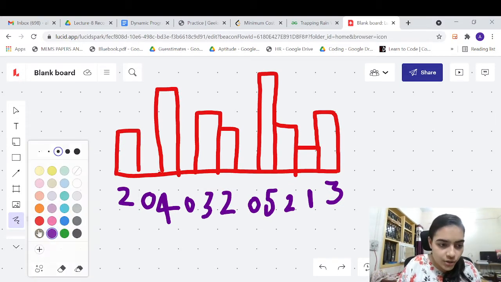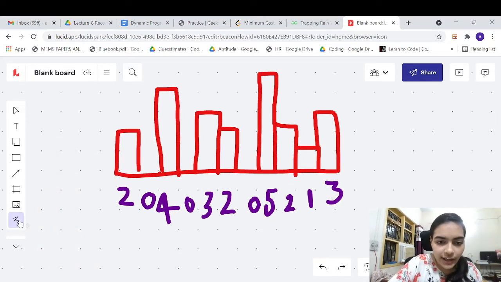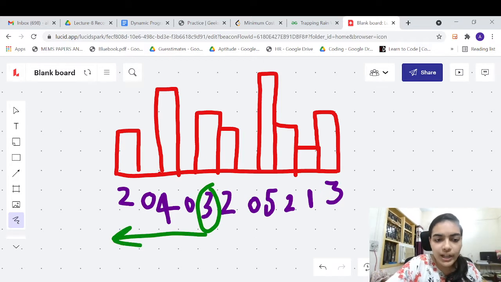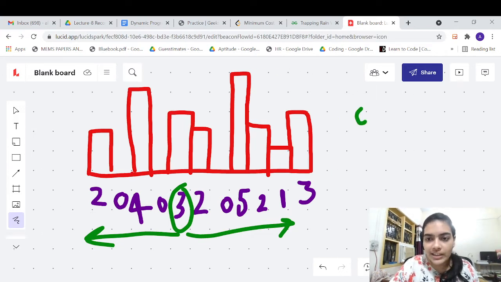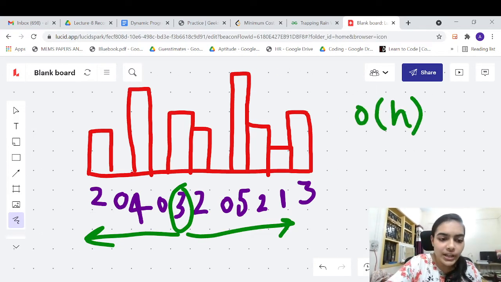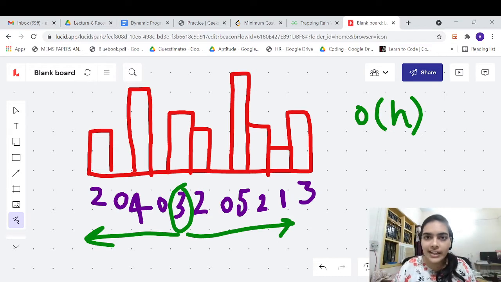In the brute force you are taking every block. What you are doing is going to the left side and then going to the right side, finding the maximum on the left side and the maximum on the right side, taking the minimum of both, and then subtracting the height of the current bar. So for every block you are traversing the entire array again, because you are going to the left as well as the right side.